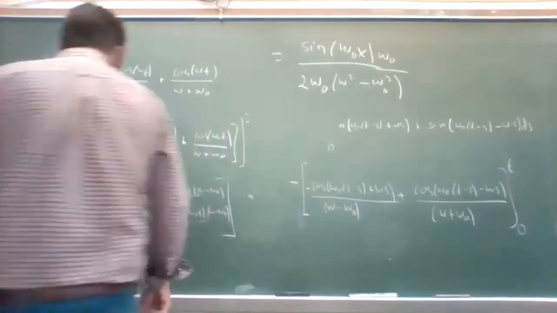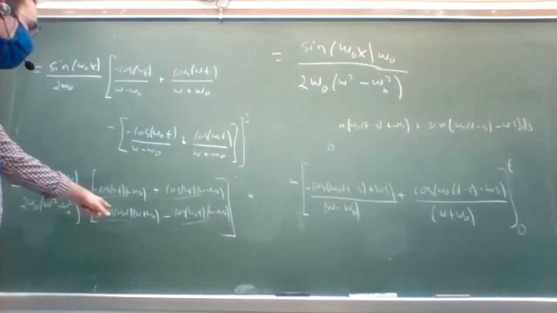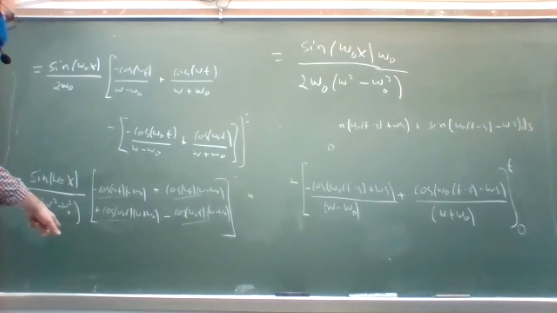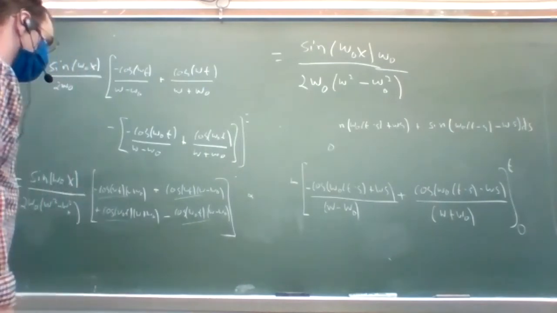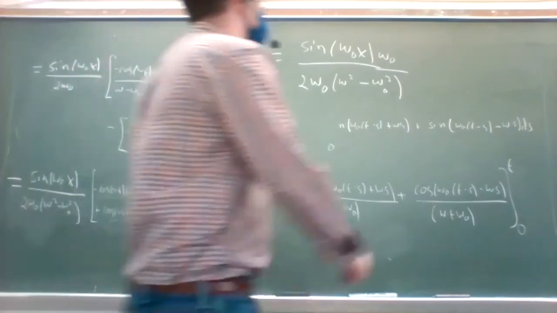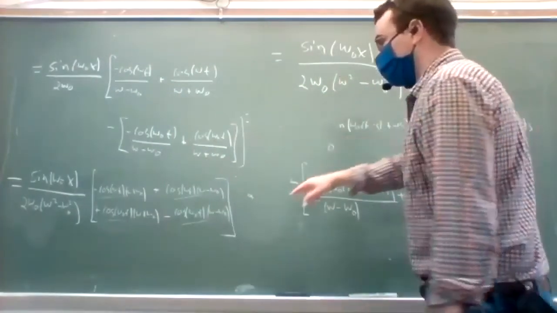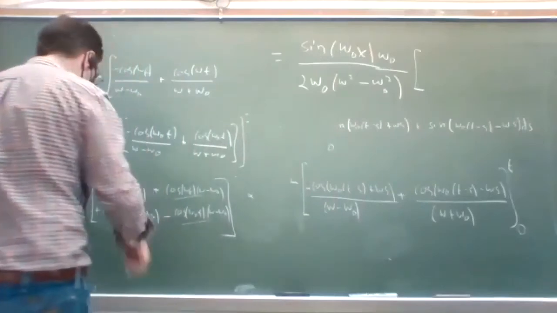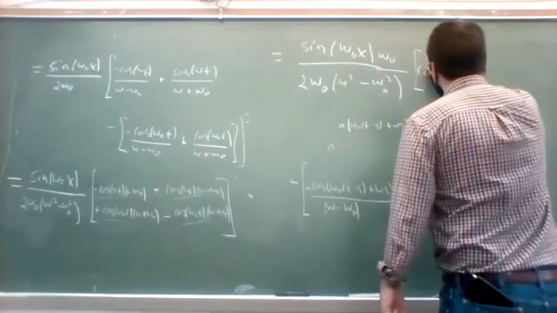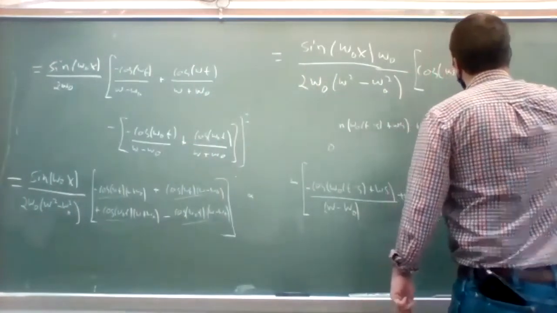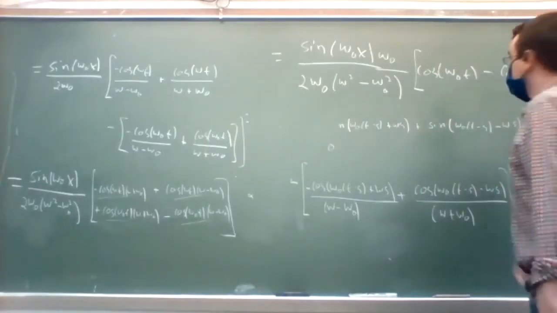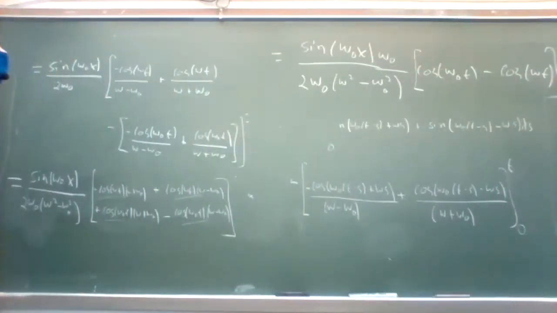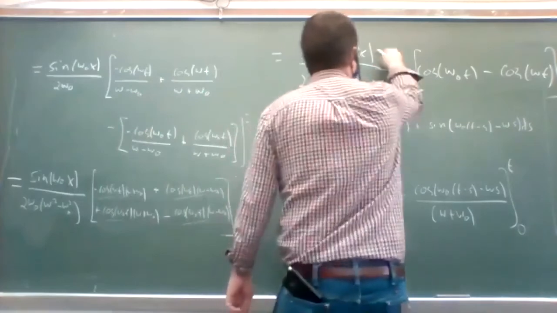times what? I'll do the positive one first, so that's cosine omega naught t minus cosine omega t. Did I get that right? And then the omega naughts cancel.